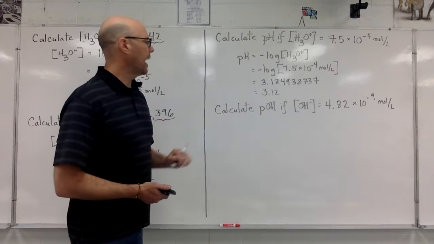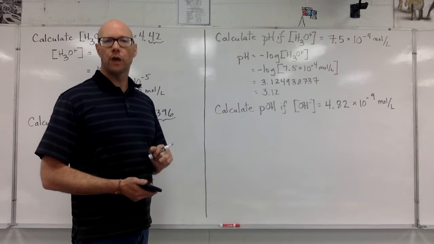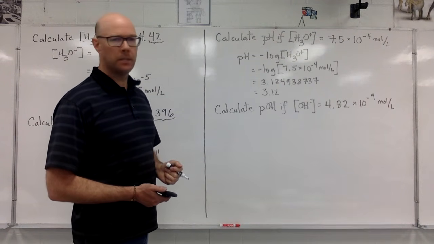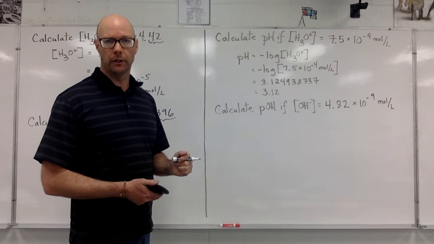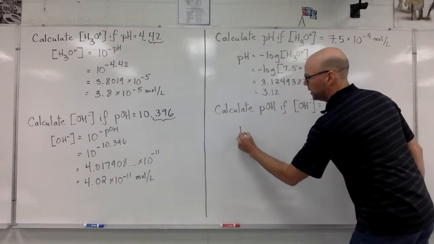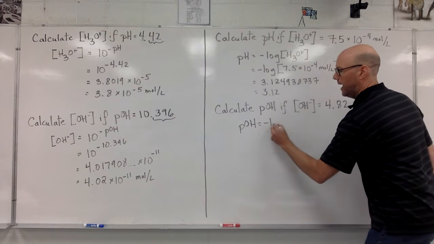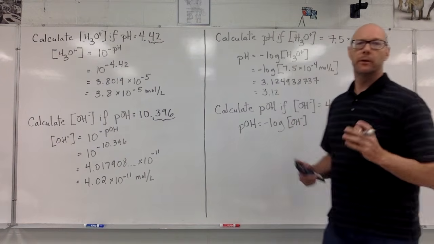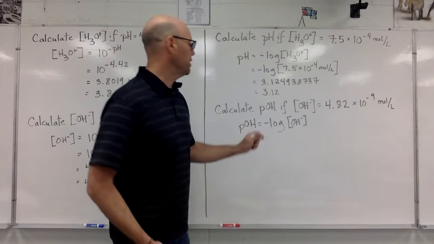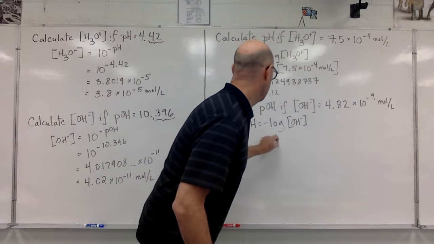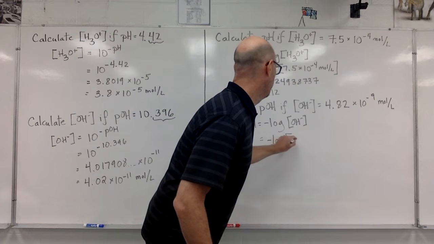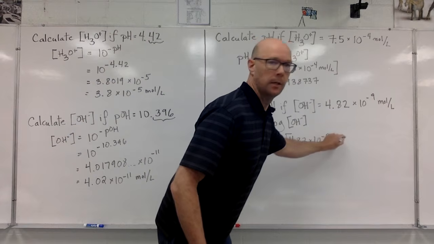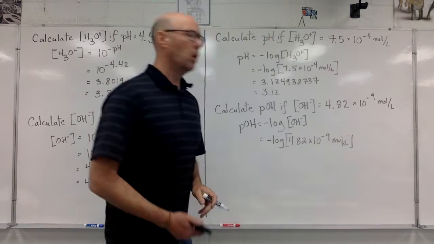Finally, calculate the pOH if the hydroxide ion concentration is equal to 4.82 times 10 to the power of negative 9 moles per liter. Here, the pOH is equal to the negative log of the hydroxide ion concentration. I'm going to substitute the value into the equation, which is equal to the negative log of 4.82 times 10 to the power of negative 9 moles per liter.